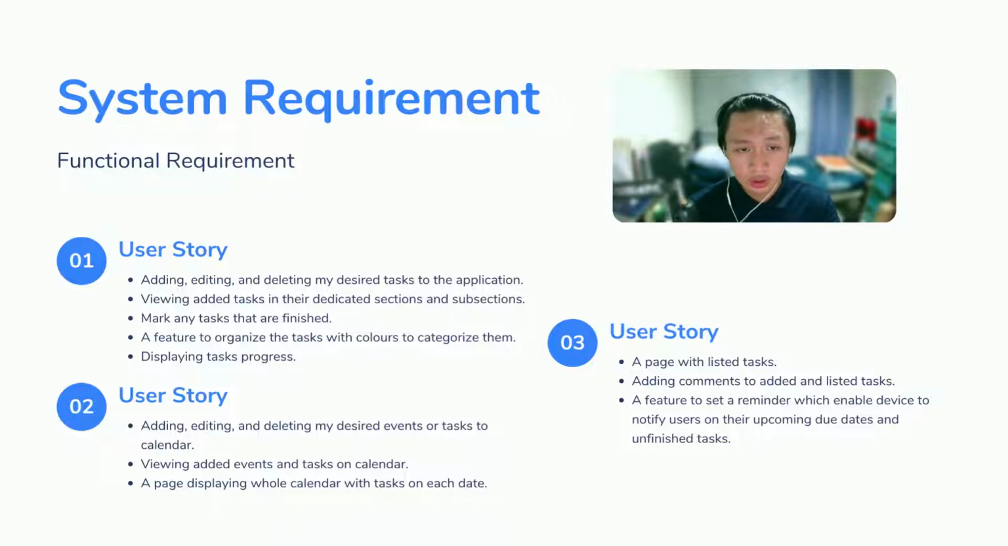For the second user story, it is adding, editing and deleting the desired events or tasks on the calendar, viewing added events and tasks on the calendar, and a page displaying the whole calendar with tasks on each date. The third user story's functional requirement is a page with listed tasks, adding comments to edit and listed tasks, and a feature to set a reminder to enable the device to notify users of the upcoming due dates and unfinished tasks.